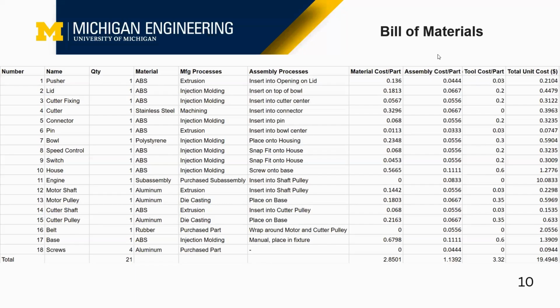So after completing the FCMM, we charted out the bill of materials to estimate the unit cost of our food processor, along with trying to get the total quantity of individual parts in the processor. After putting in the material, the manufacturing process, and the assembly process, which in turn gave us the labor cost, material cost, assembly cost, and tooling cost, we estimated the total unit cost of the processor to be around $20. Over to Z.